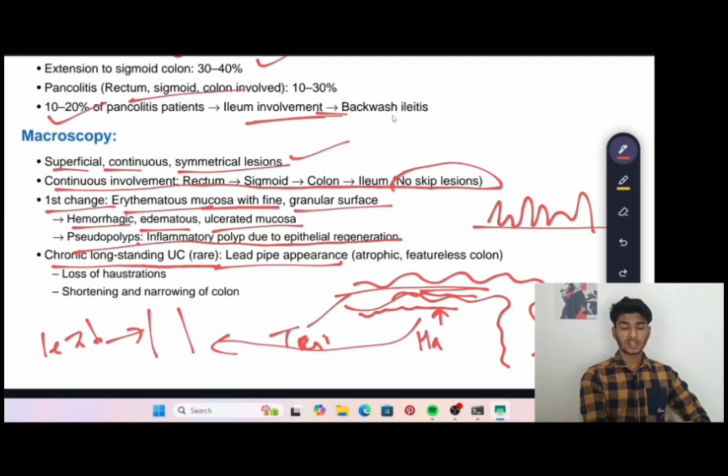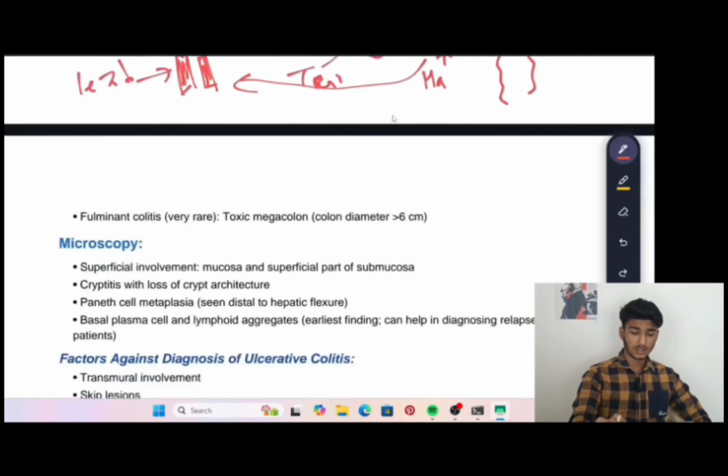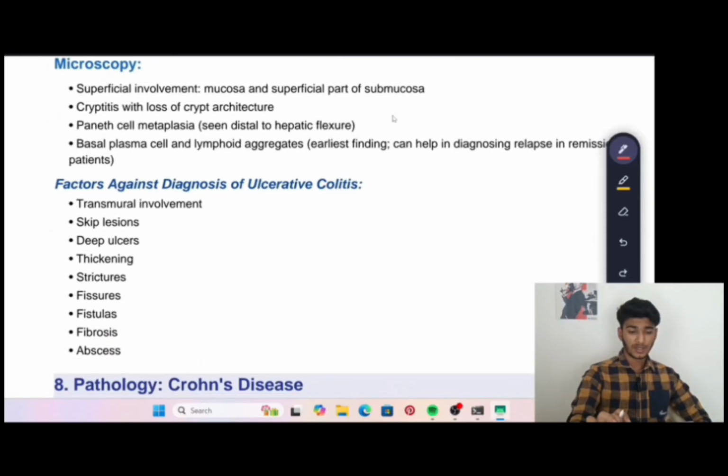It will be swollen and the inner part will be narrow. These are the macroscopic structures. Then we will move on to the microscopic structure.